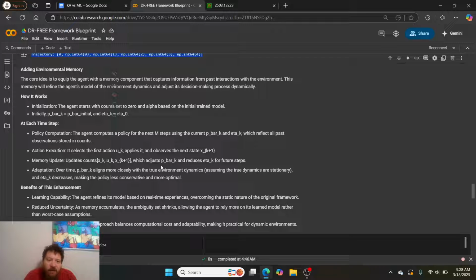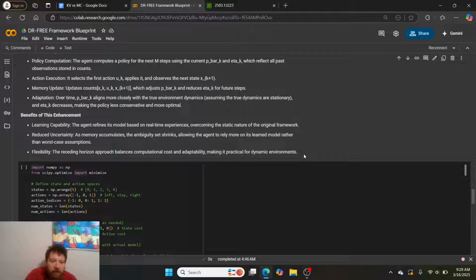one thing that sticks out to me is that there should be memory within this framework. There's not a memory unit in this framework, which is interesting to me. So very simplistically, I just add that. So I add environments and memory. The core idea is to equip the agent with a memory component that captures information from past interactions with the environment. This memory will refine the agent's model of the environment dynamics and adjust its decision-making process dynamically. Essentially, here's all of the math and the updates that I do for that.